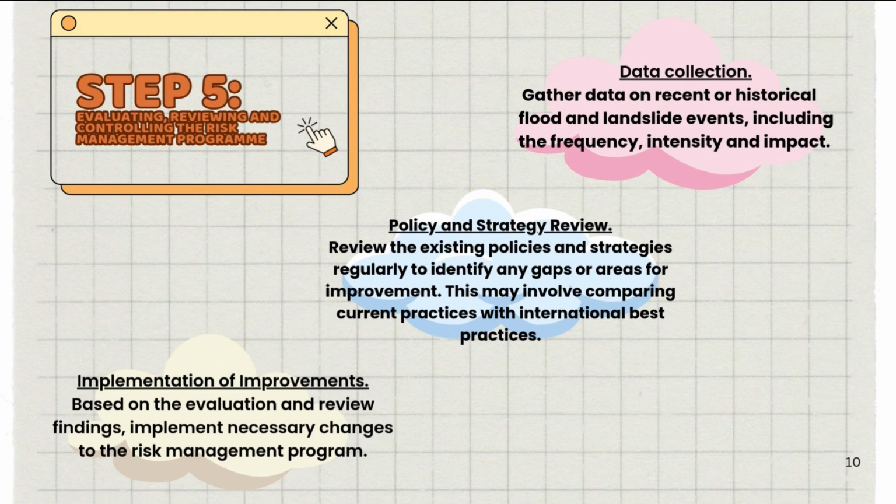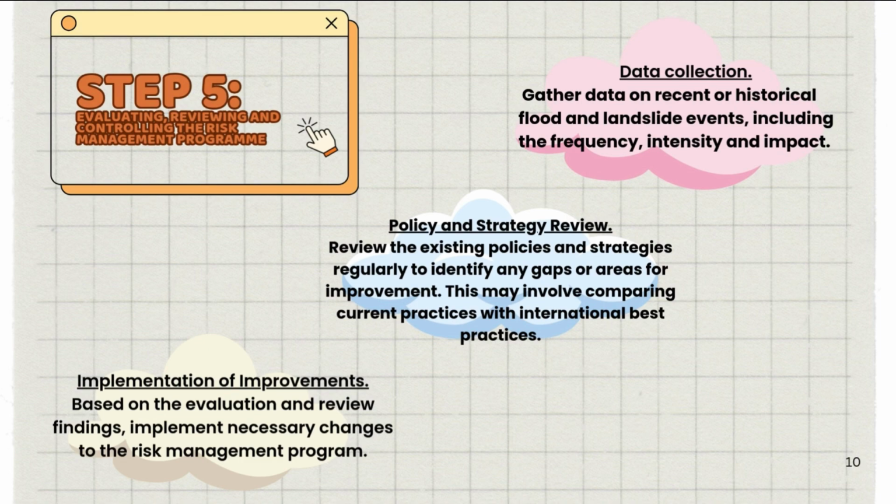The last one is step 5, evaluating, reviewing and controlling the risk management program. The first one is data collection, which is to gather data on recent or historical flood and landslide events, including the frequency, intensity, and impact.